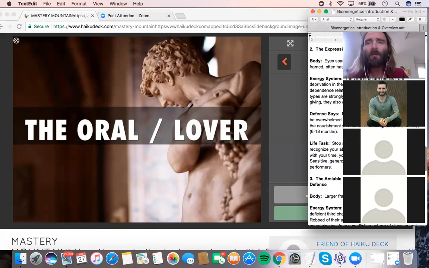Their energy system for the oral results from a deprivation in the nurturing and nourishment stage of dependence, according to bioenergetics, relating to chakras 1 and 2. So we'll often have deficiencies there, or even sometimes overpowered. I don't believe in an overpowered chakra. They do. I don't. Just deficiency. Since oral types are strongly oriented toward emotional merging and giving, they are also referred to as the lovers. Their defense system says nothing is ever good enough. I will always be overwhelmed and disappointed. They tend to complain a lot. It stems from not getting the nourishment they need.